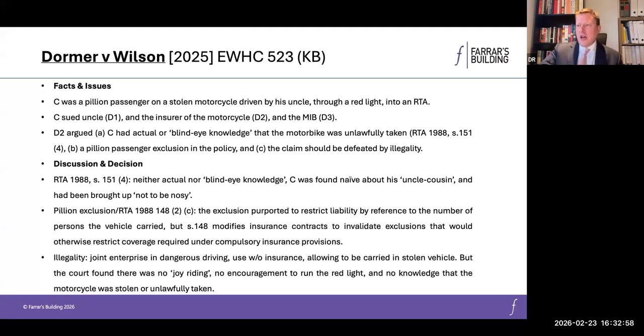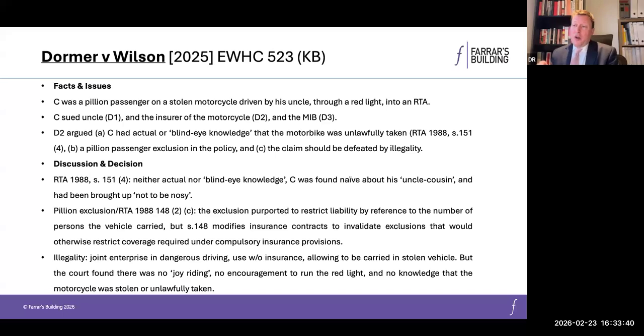Now, the test for that knowledge, as to whether the vehicle was unlawfully taken, is one that requires either actual knowledge or blind eye knowledge rather than constructive knowledge. So blind eye, as it sounds, meaning the knowledge required for the exclusion of the liability is where the passenger either absolutely does know, or does have information that leads to the conclusion that the vehicle is unlawfully taken, or has blind eye knowledge, so has suspicions, but deliberately refrains from asking questions so as to not come to know that the vehicle has been unlawfully taken.